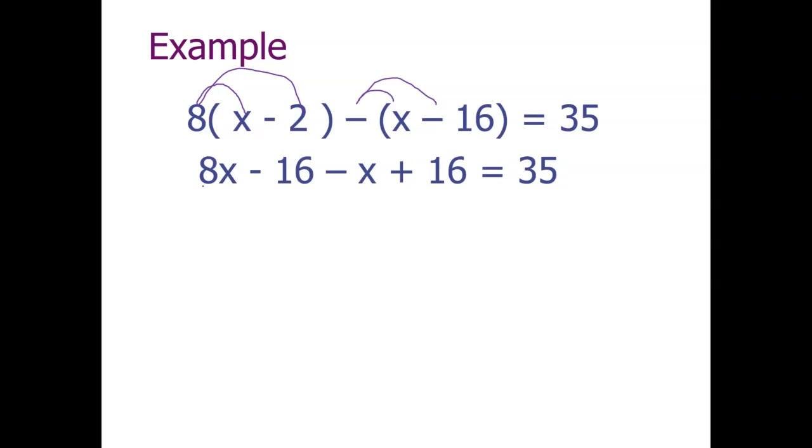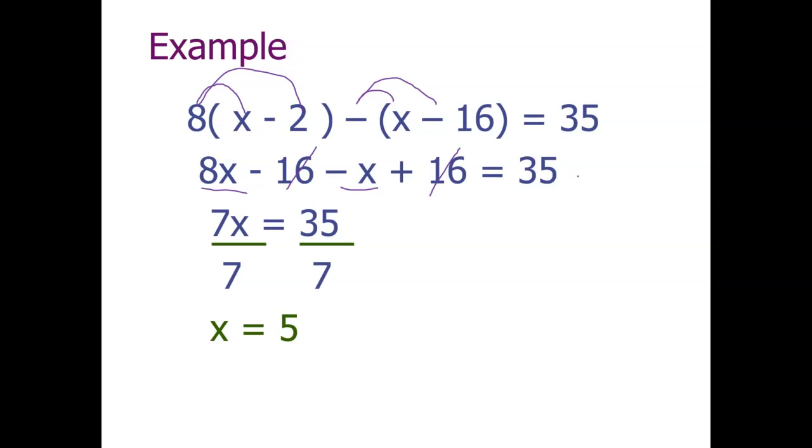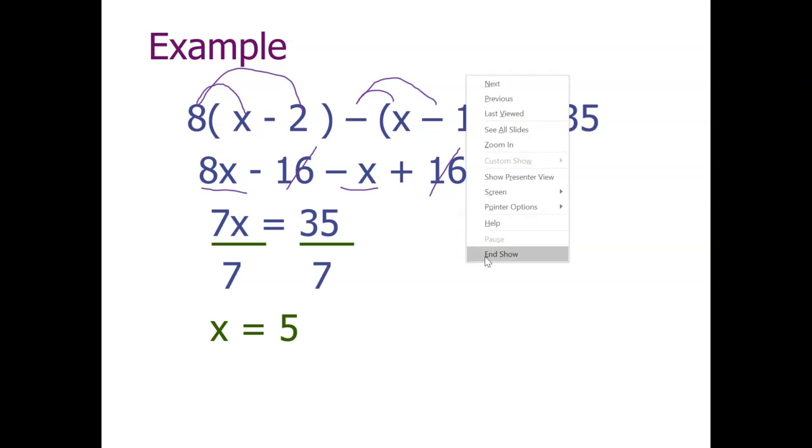After that, we're going to combine the like terms. 8x and negative x should give you 7x. And negative 16 and plus 16 will cancel each other out. That's how we end up having 7x equals 35. Now I want x alone. 7 is the numerical coefficient. I'm going to divide both sides by 7. Let's reduce 7 and 7 to get 1, and 35 divided by 7 should give you x equals 5. If you need, you can repeat this session again.